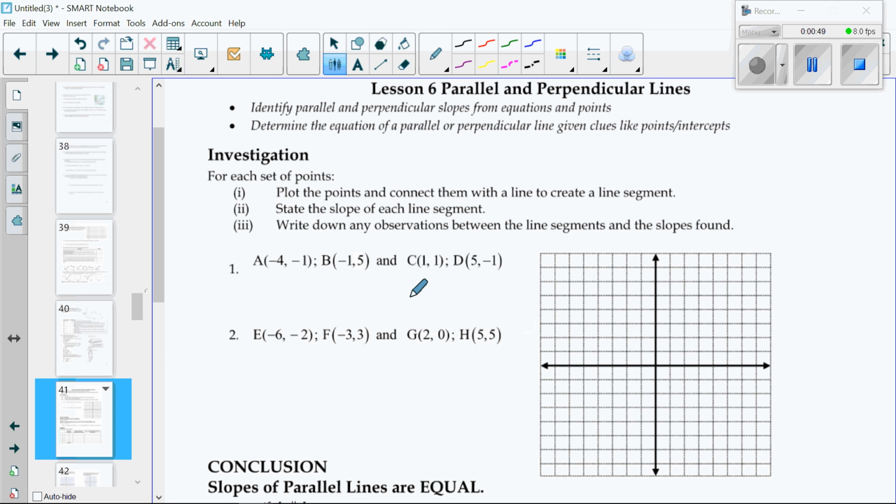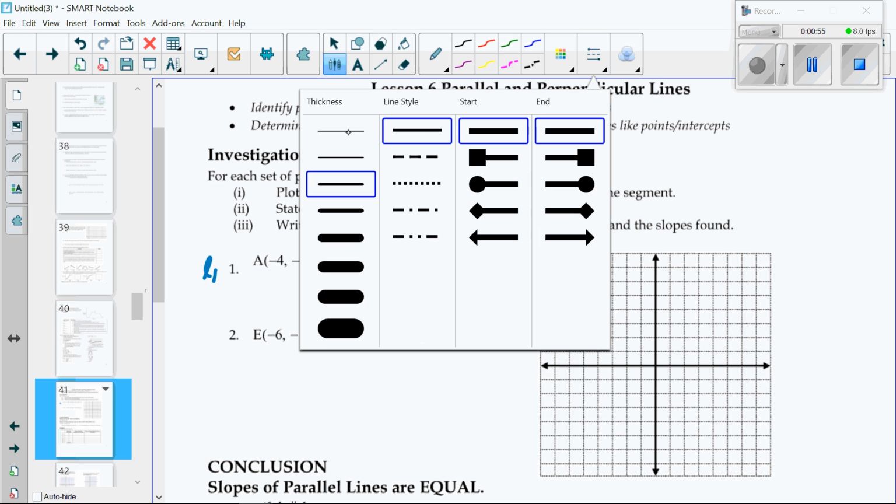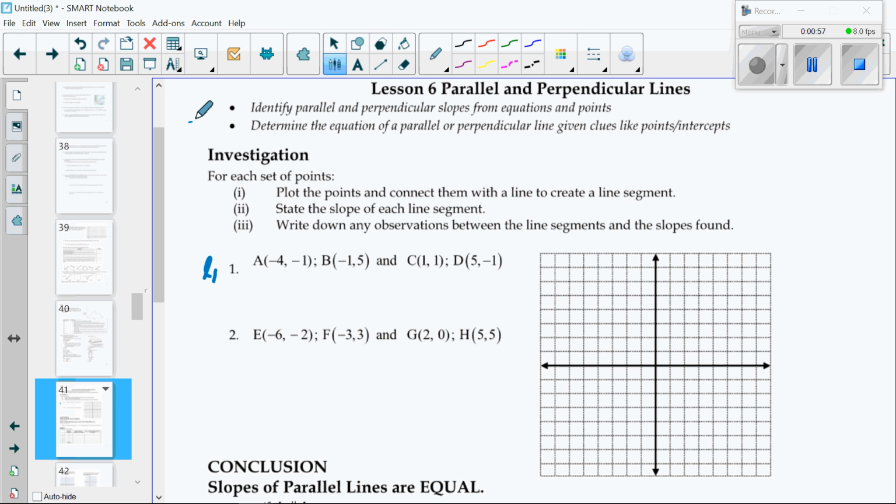So my first line, line 1, I'm going to call it L1. And I've got A at -4, 1, 2, 3, 4, and -1. So that is point A. And then I have B, which is -1 and 5. 1, 2, 3, 4, 5. And that's B. And I'm going to join with a nice straight line. You're going to use a ruler.